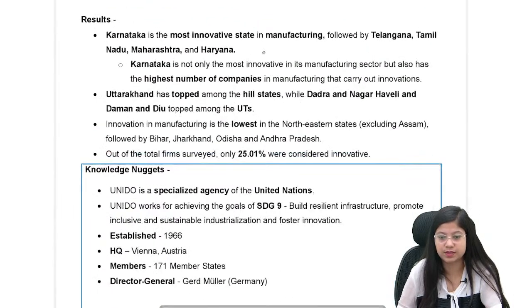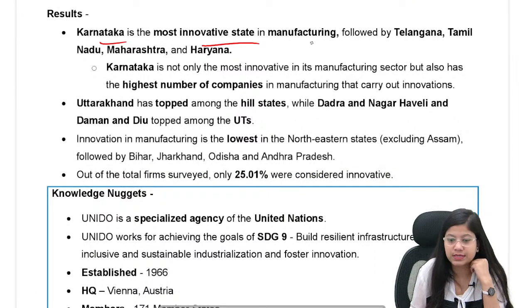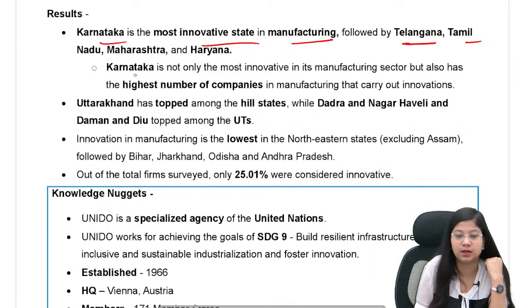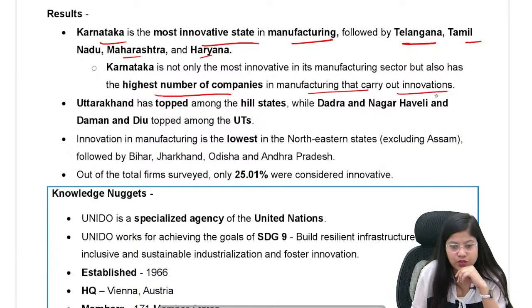Now the results. Karnataka is the most innovative state in manufacturing, followed by Telangana, Tamil Nadu, Maharashtra and Haryana. ठीक है. Karnataka also has the highest number of companies in manufacturing that carry out innovation.